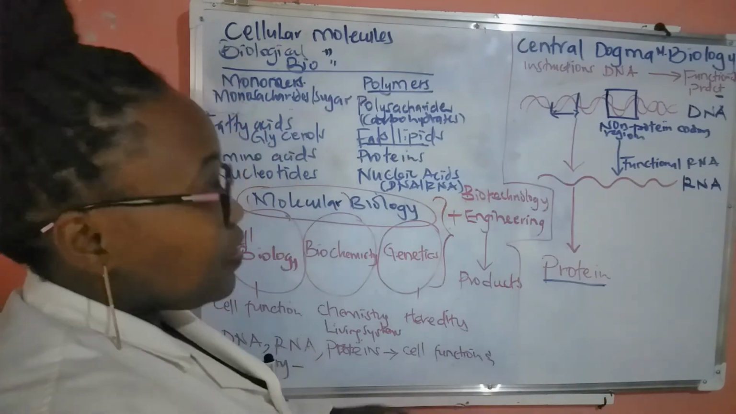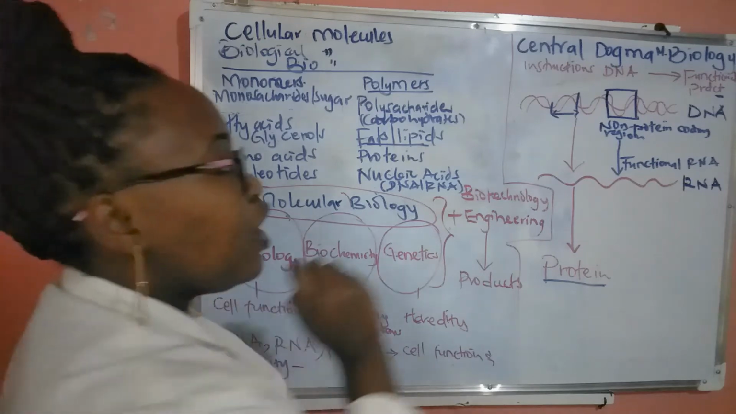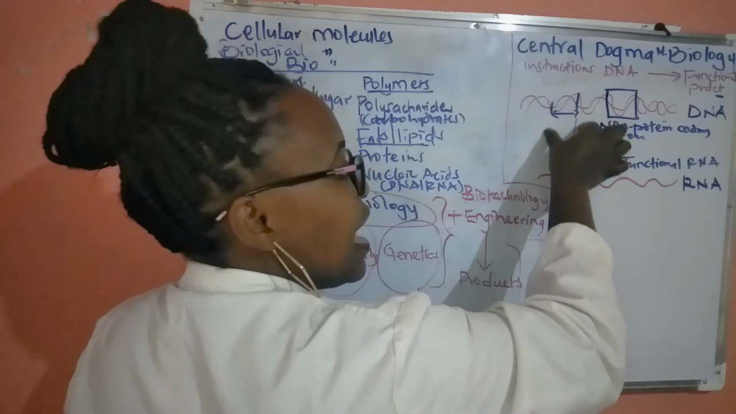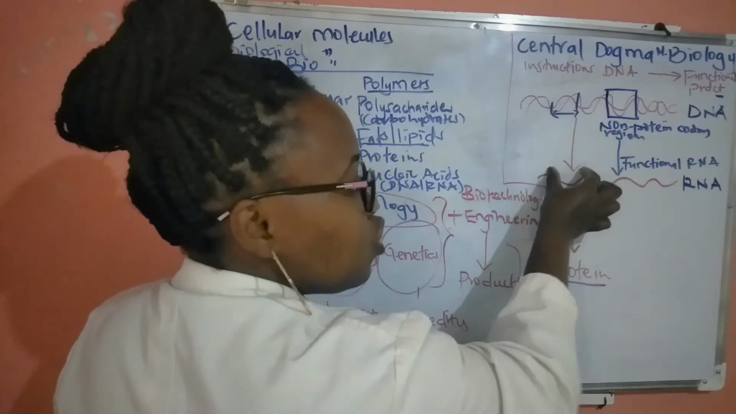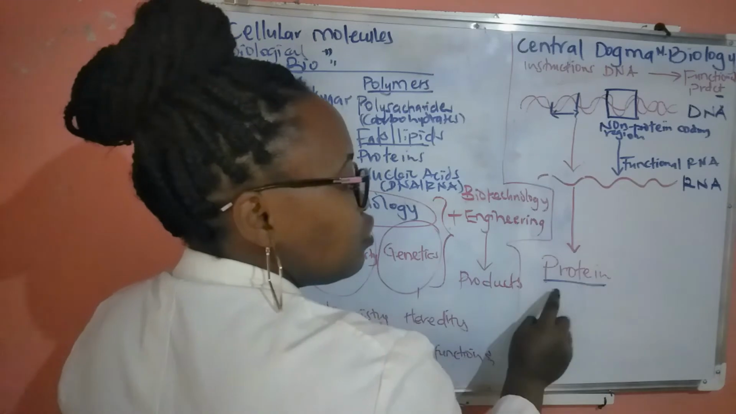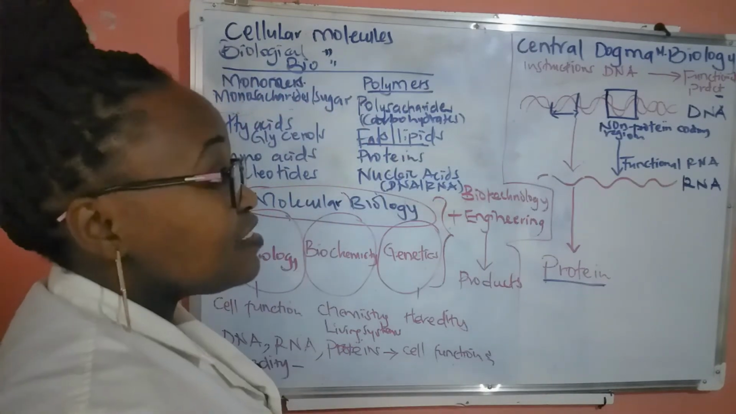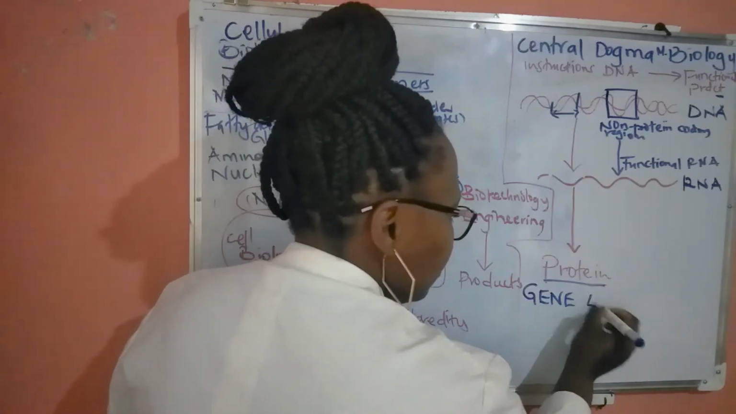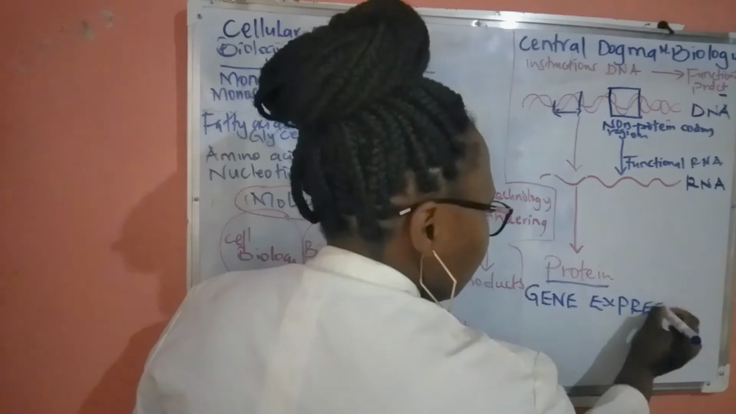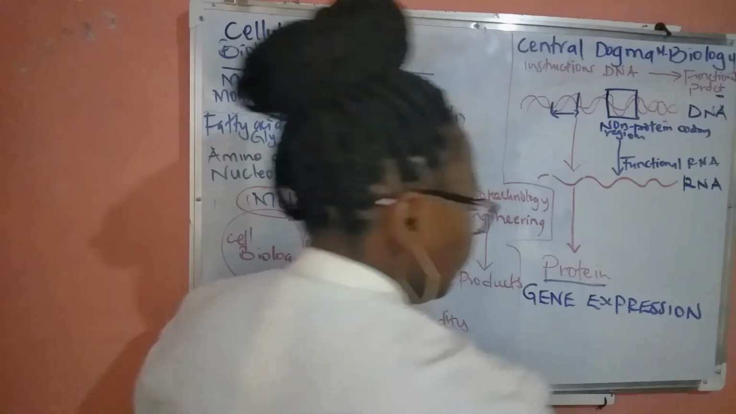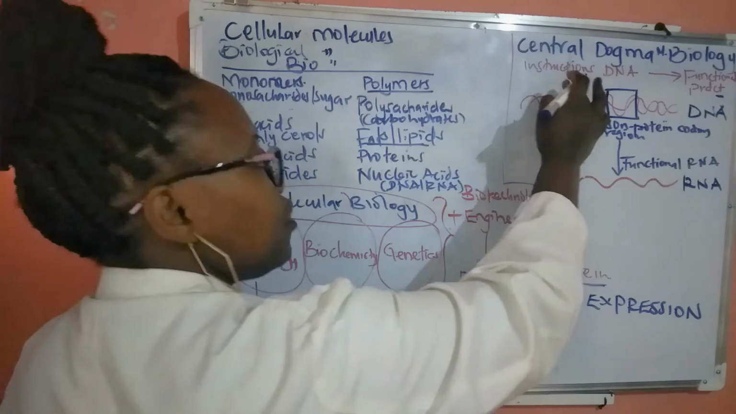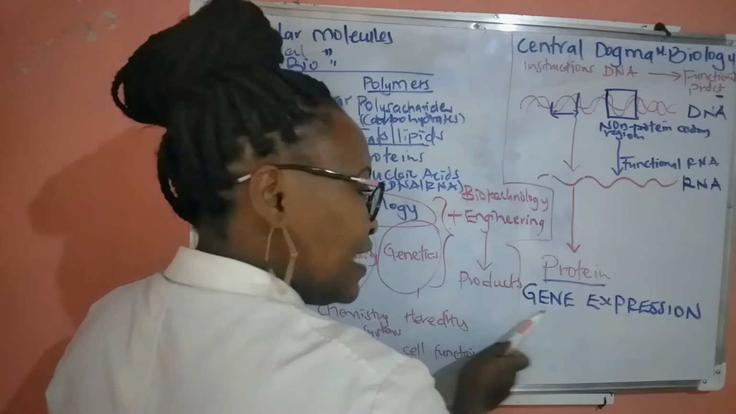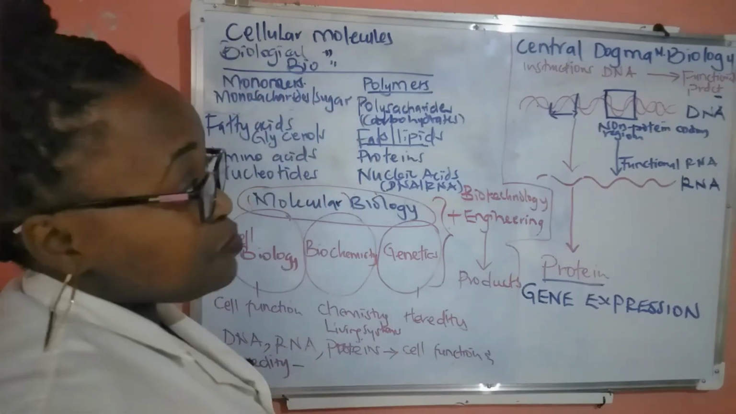But generally, we are saying that this central dogma of molecular biology refers to the process in which the instructions from our DNA are converted into a functional product, which goes to RNA and finally goes to protein. And this whole process is also called gene expression. Very important. That process of converting instructions of DNA into a functional product is called gene expression.